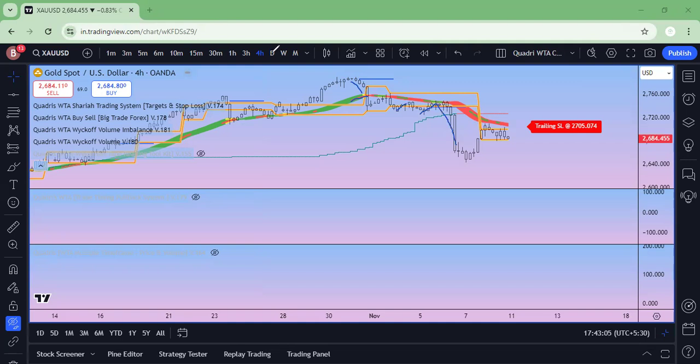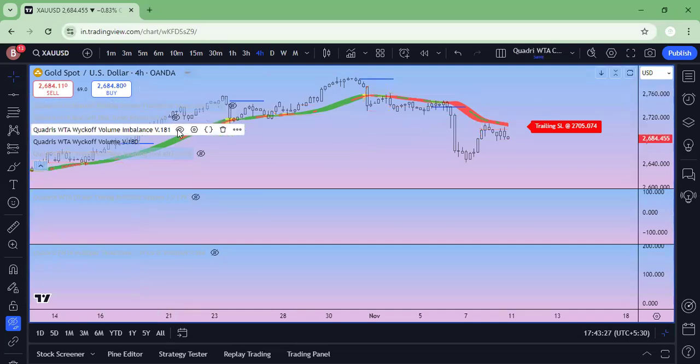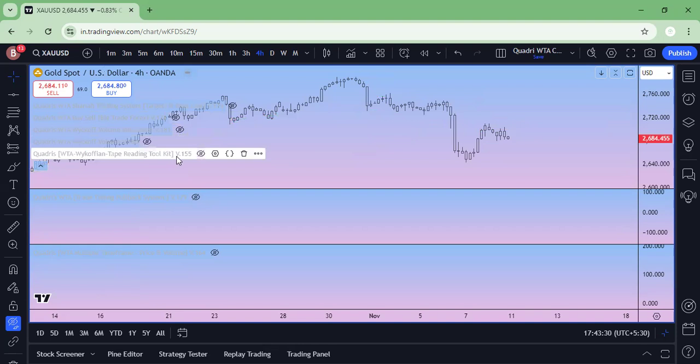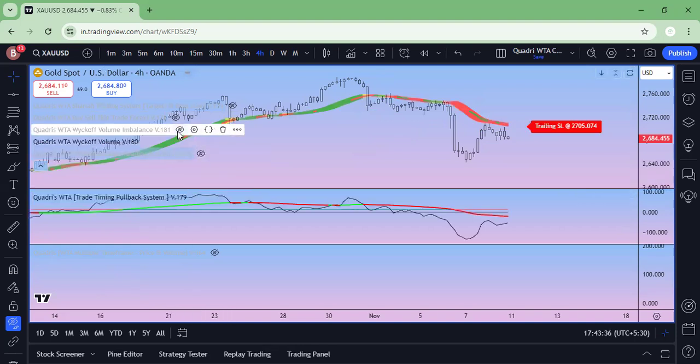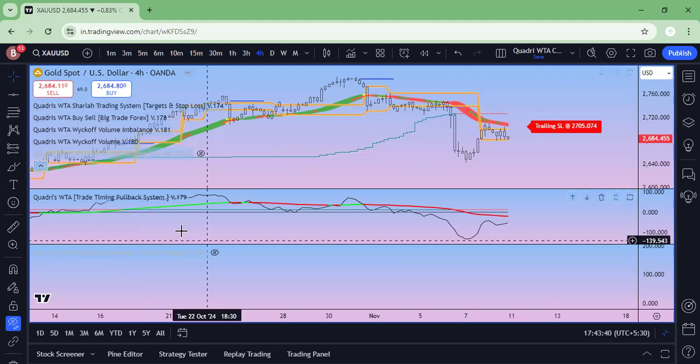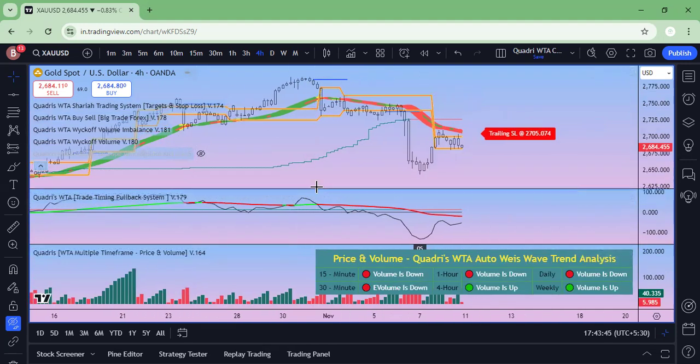And there is more to this particular indicator. If anyone wants a detailed video on this individual indicator, then I'll make a video on that also, on Wyckoff volume version 180. So I hope you people are getting what I'm trying to explain. And this is version 155. Then I'll cover the remaining versions 179 and 164, and it is straightforward.